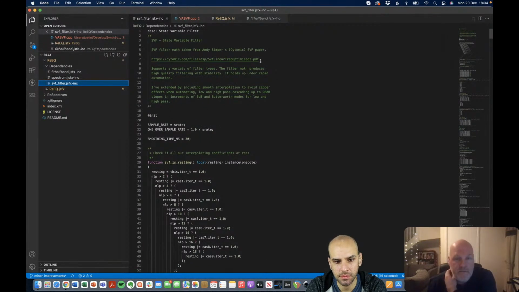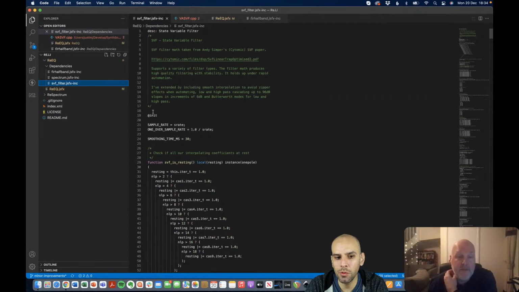And I give a link at the top to Andy's paper, and it's all due credit to him. The formulations that are used in this are the ones that he came up with, which in some ways are easier to understand than the RBJ biquads. And as you know, we've talked about before, they've got certain benefits over the cookbook biquads. So I thought, yep, why not? Go for these. So that's what I did.